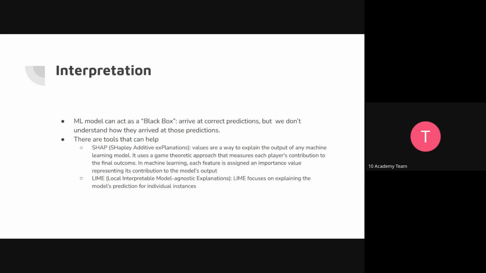Let's move on to the next part, the interpretation. As I said before, some machine learning models work somewhat like a black box. They can make correct predictions, but we don't exactly understand how they arrived at those predictions. Starting from the features they have, how did they predict this output? How important was each variable, for example?